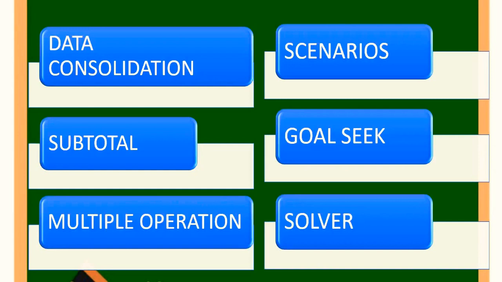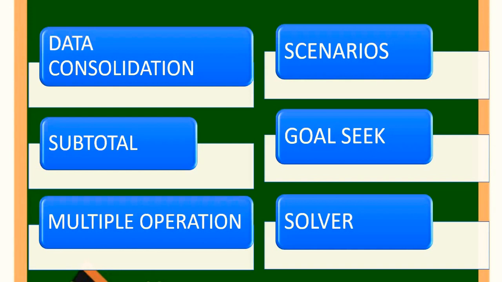So I would like to give a small recap about the previous session. What we saw in our last class: data consolidation, subtotal, multiple operation, scenarios, goal seek and solver. These are the topics we learned in our previous session. So what is data consolidation? It's nothing but we can combine multiple sheets in a single sheet, that is called data consolidation.